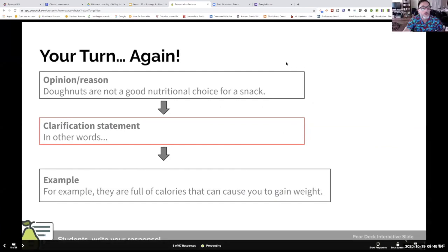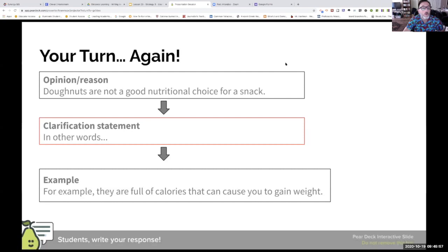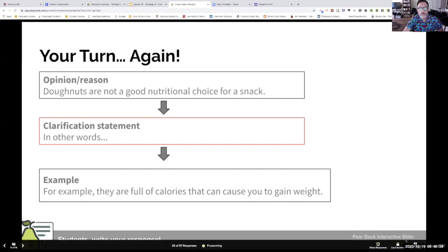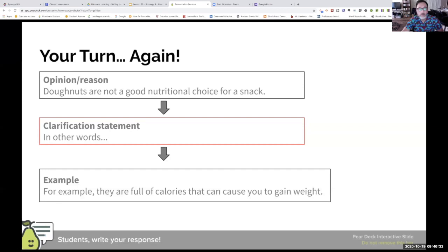We are going to do another one here. So your turn again. Donuts are not a good nutritional choice for a snack. Clarification statement. In other words, followed by our example, which is, for example, they are full of calories that can cause you to gain weight. However, they are probably the most delicious mistakes ever, and I will stand by that statement for sure. So donuts are not a good nutritional choice for a snack. In other words, okay, let's go ahead and write one more clarification statement there, and I will give you exactly 3 minutes altogether. So let's go ahead and work on those.